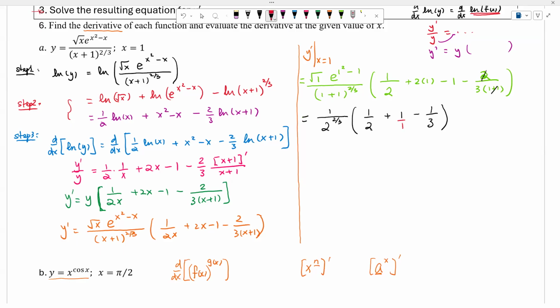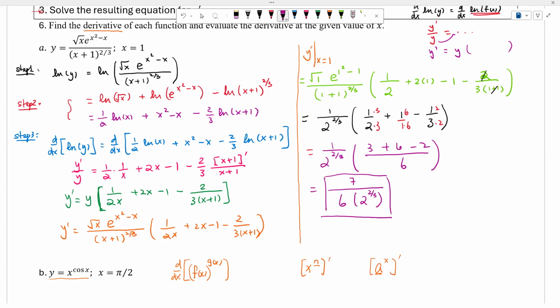And now, of course, to this one here, I could multiply this by 3, this by 6, this by 2, to work with the LCD, which is 6. So I have 1 over 2 raised to the power of 2/3, then here I have 3 plus 6 minus 2 all over 6. And now I will have 7 over 6 times 2 to the 2/3. This is my answer.